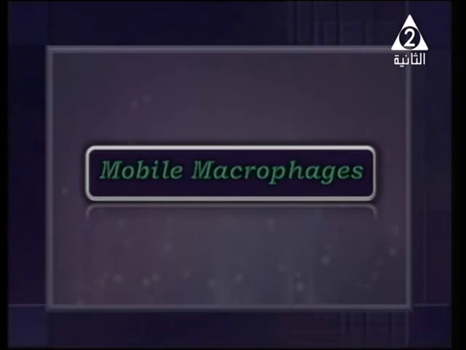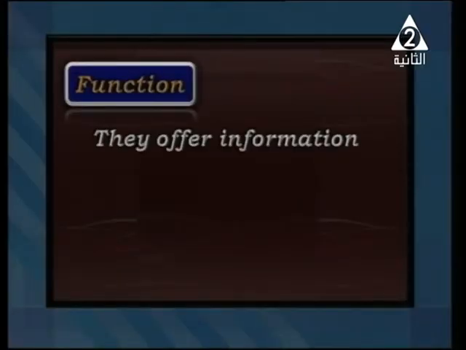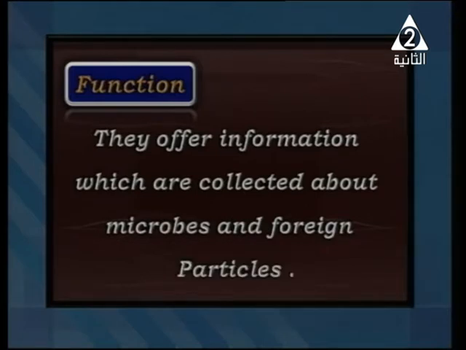What's the second type of the macrophages? The mobile or the movable macrophages. Their function is to offer information. They look like an archive in your body, a kind of database inside your body, offering the information that is needed and collecting information about the enemies, about the microbes and foreign particles inside your body.